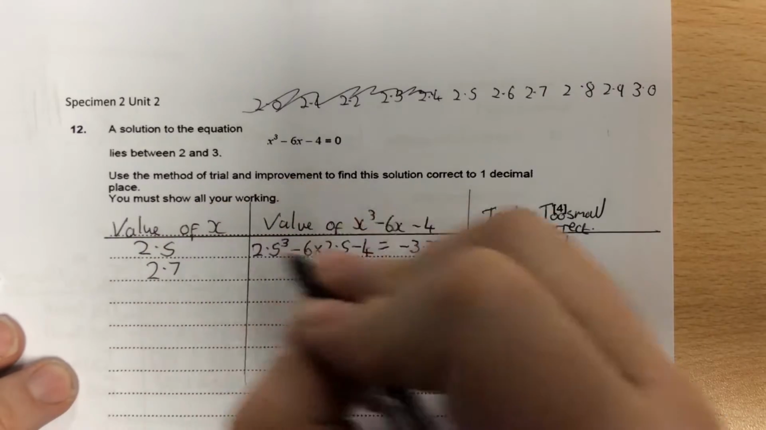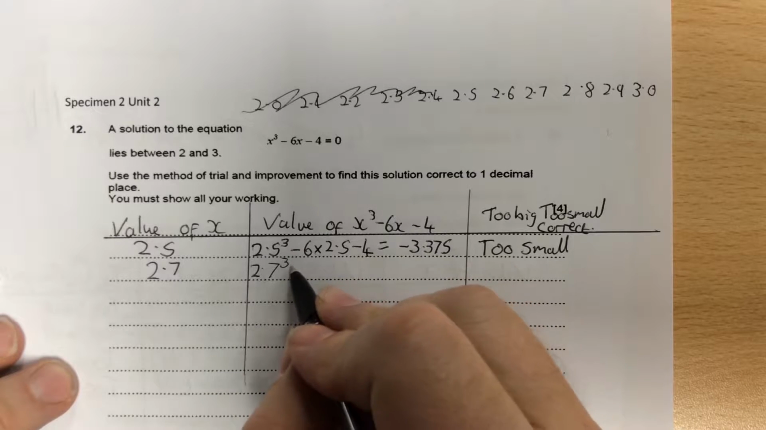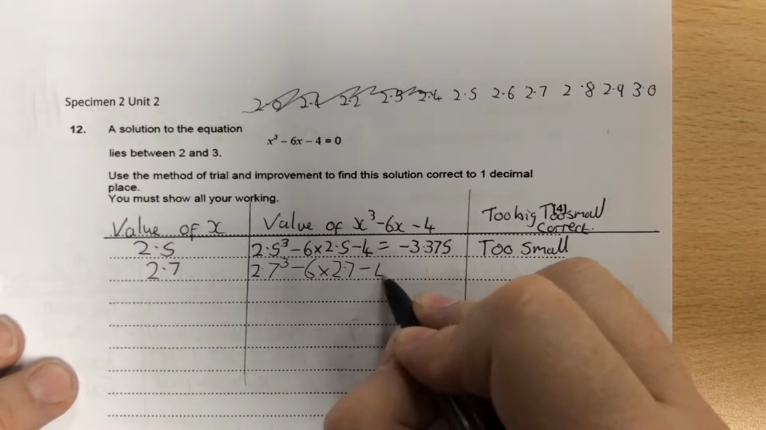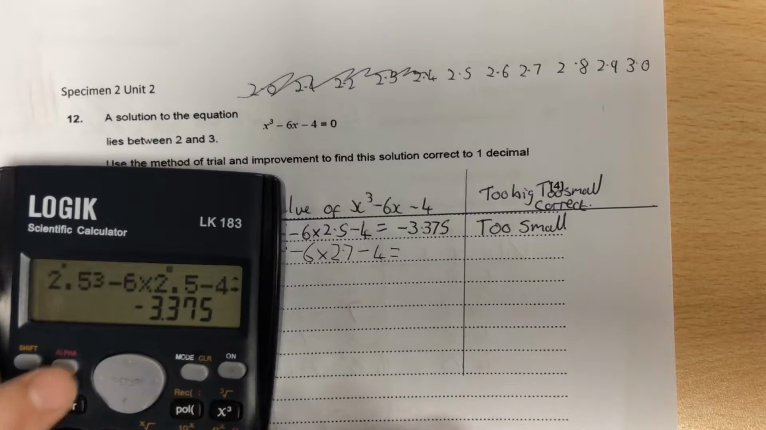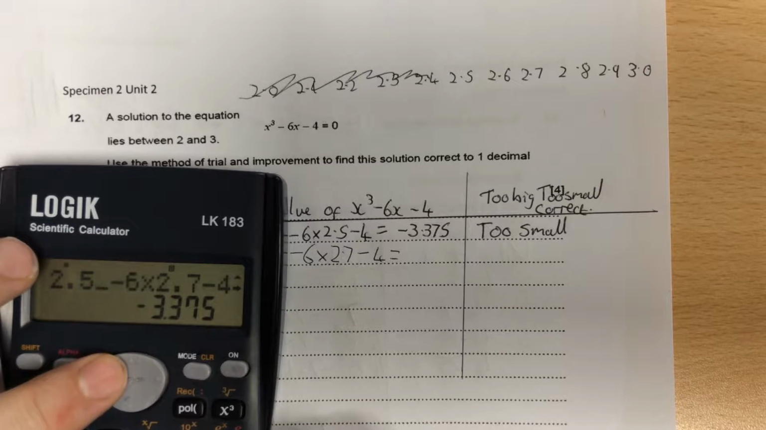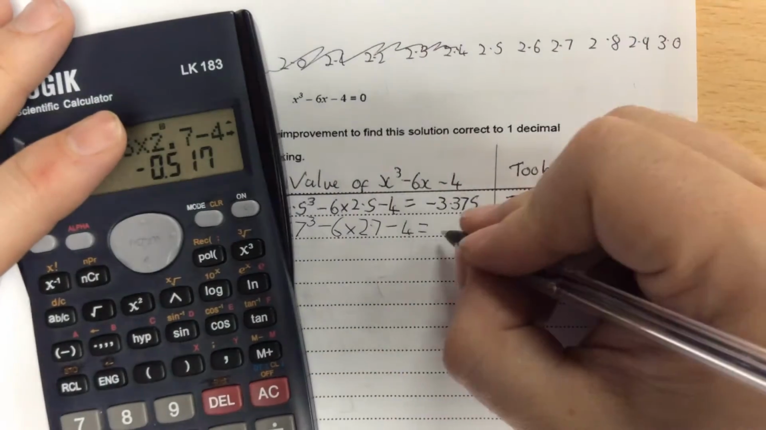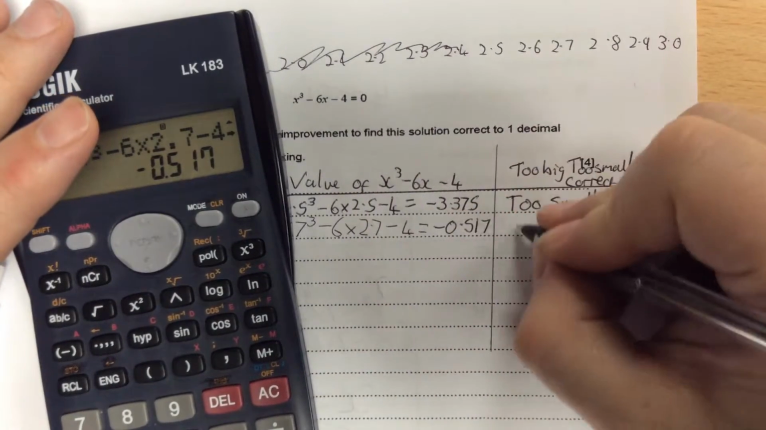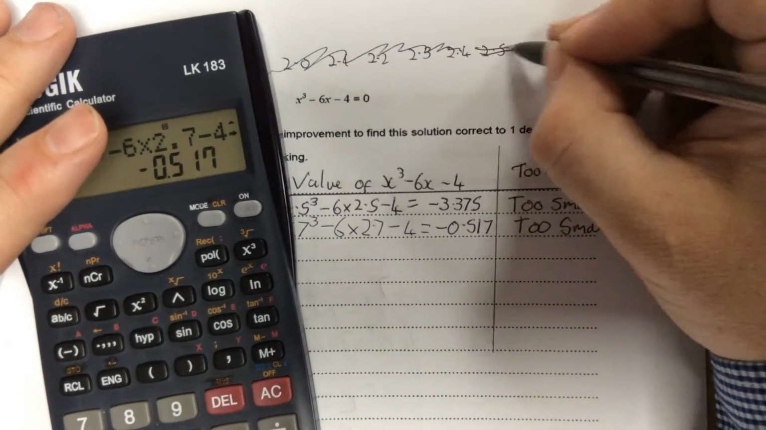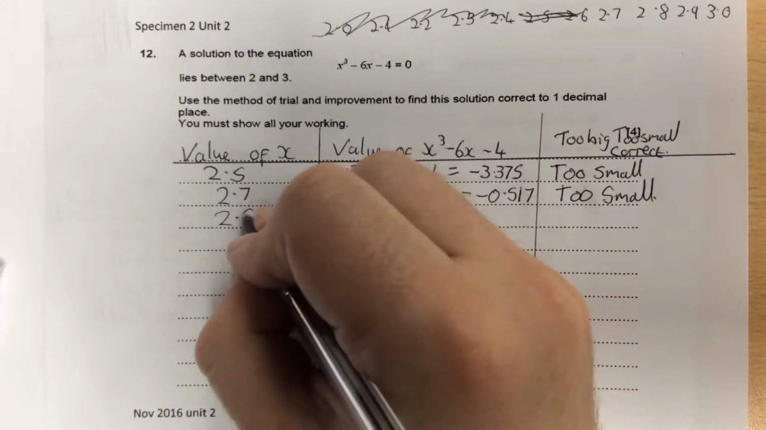Next one I'm going to try is 2.7. So I'm replacing the 2.5 with 2.7, so it becomes 2.7 cubed, take away 6 times 2.7, take away 4, equals. When I type this into a calculator, this one comes up as minus 0.517, which is also too small. So that means it's not going to be 2.5 or 2.6. 2.7 is quite close. I'm going to try 2.8 now.